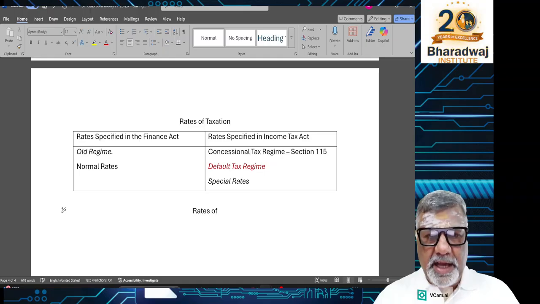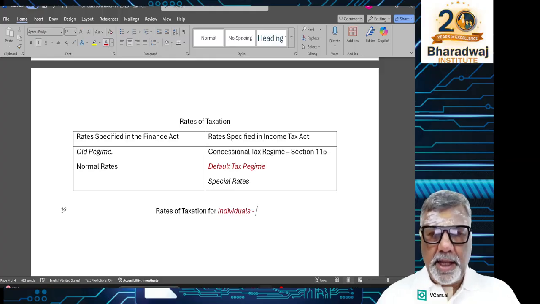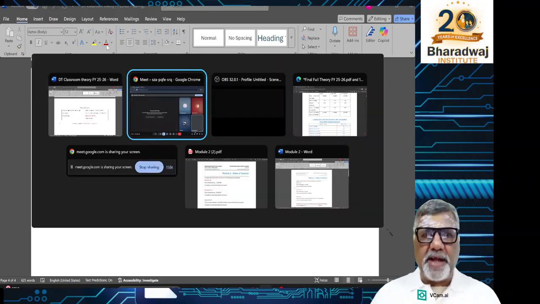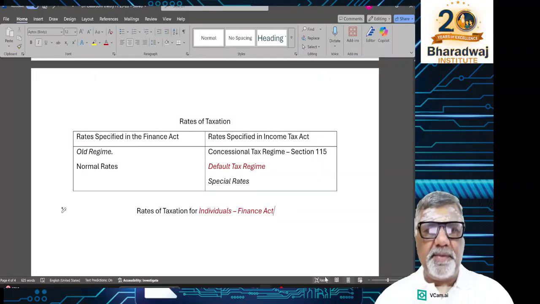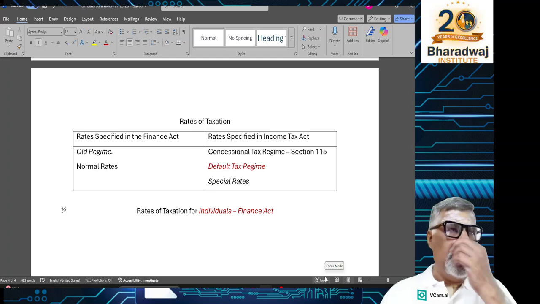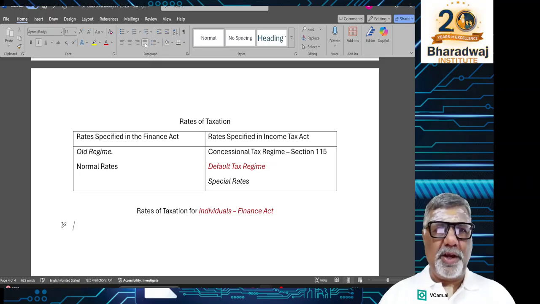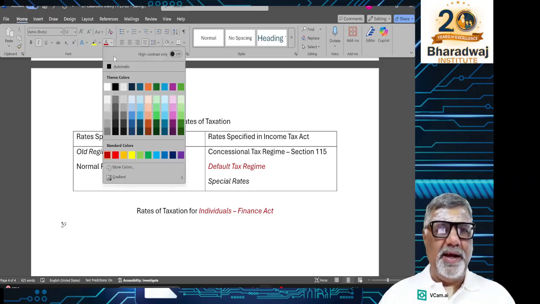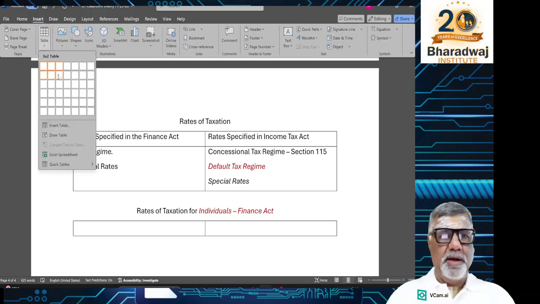I start with rates of taxation for individuals as per the Finance Act. As I told you, the last class was not recorded, so you would have already written this. For those who are new to the classroom, they can write it.